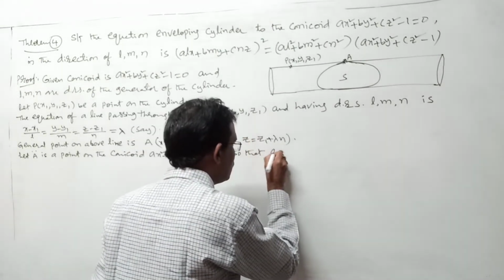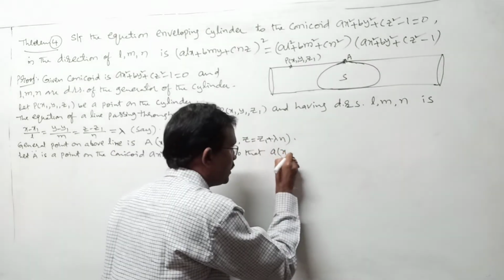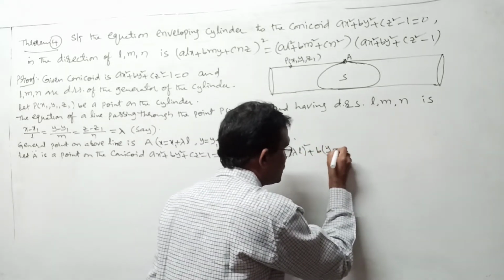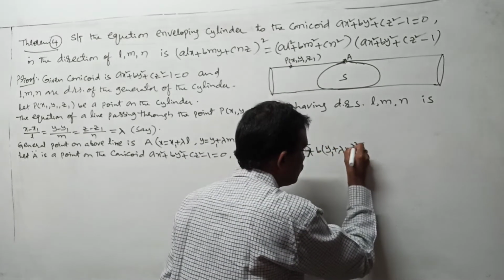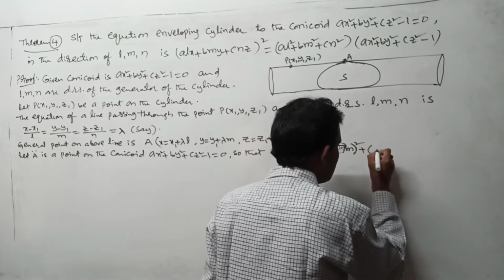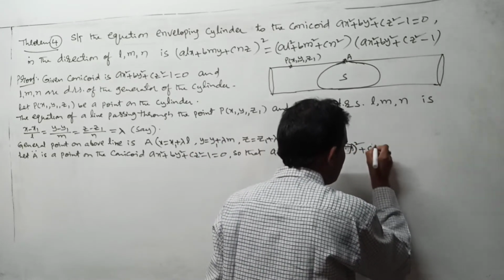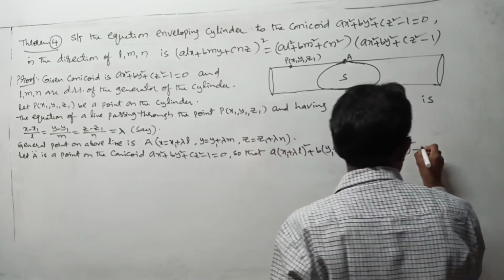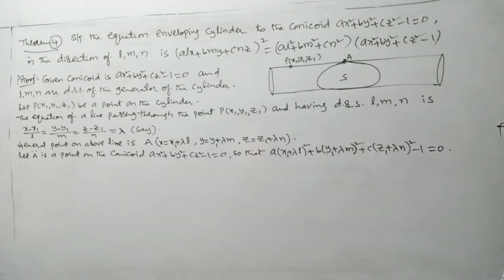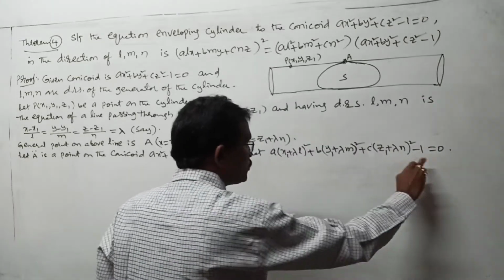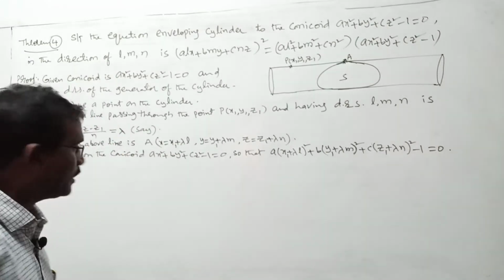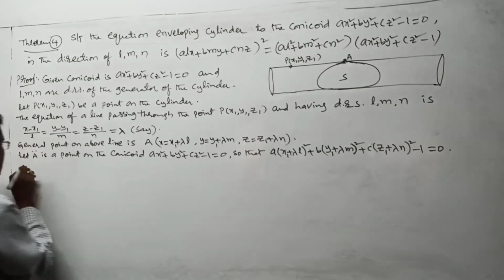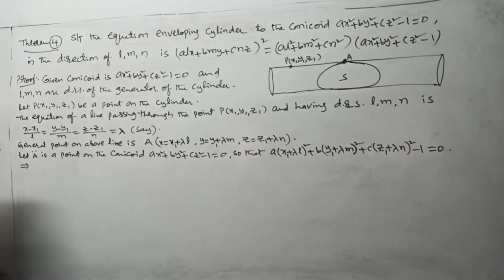What we get now? A into (x1 plus lambda l) whole square plus b into (y1 plus lambda m) whole square plus c into (z1 plus lambda n) whole square minus 1 is equal to 0. In the next step, write this as one quadratic equation in terms of lambda. First go for the (a plus b) whole square expansion, then write down the lambda square coefficient separately, the lambda coefficient separately, and the coefficient free from lambda.